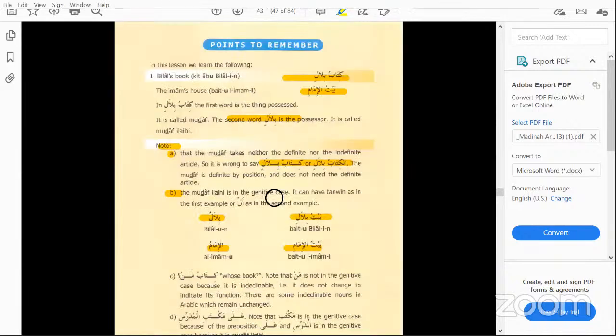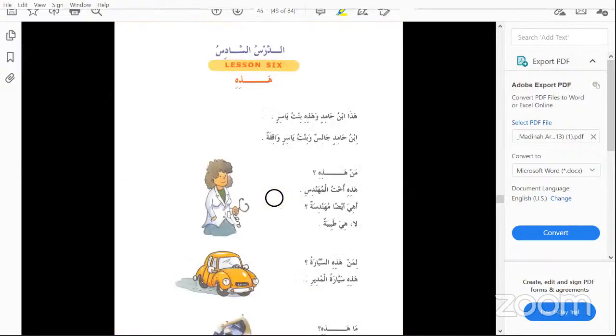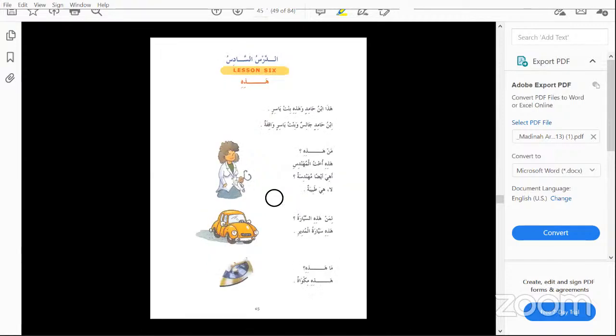There's no need for new words, because everyone knows the words. That's fine, sister. Sister Zahira, lesson number 6. Jazakallah, sister Seema. Very good. Sister Zahira, can you read lesson number 6?